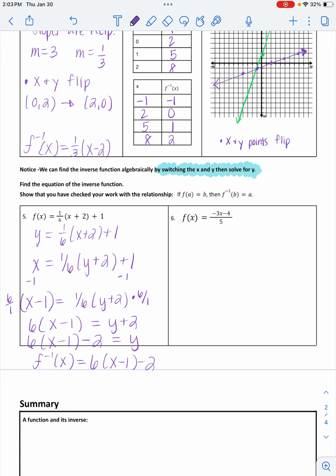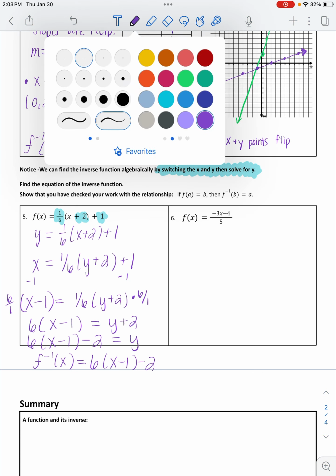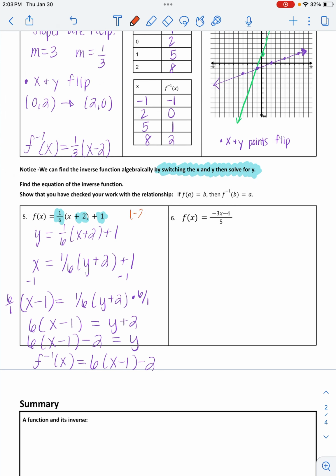So hopefully, just by looking at the beginning, you were able to look at the slope. If it was 1/6, your new slope should be the reciprocal, 6. And then the point was (-2, 1) of the original. If the original equation had a point of (-2, 1), the new inverse equation should have a point (1, -2). The signs don't change when you flip the x and y, they just flip places.